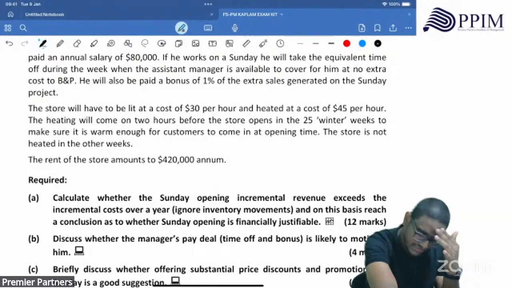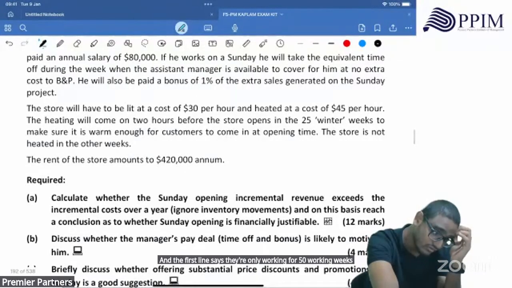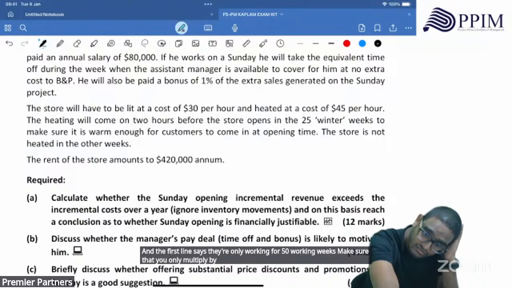And the first line says they're only working for 50 working weeks. So make sure that you only multiply by 50 Sundays, not 52 Sundays.